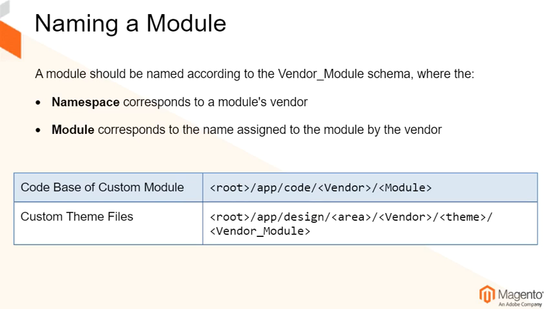Code base of the custom module: root, app, code, vendor, module. Custom theme files: root, app, design, area, vendor, theme, vendor_module. Code base of custom module: root, app, code, vendor, module. Custom theme files: root, app, design, module, theme.